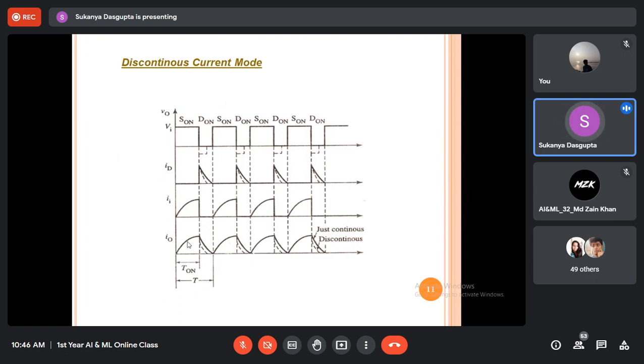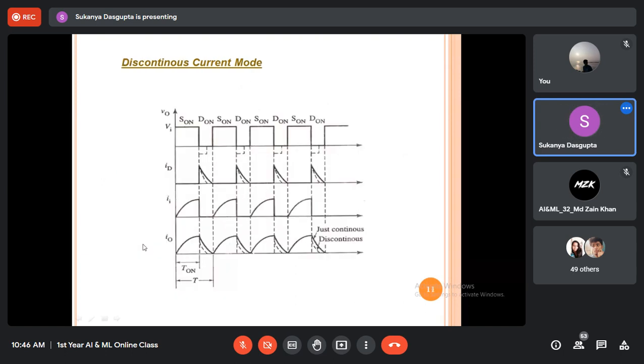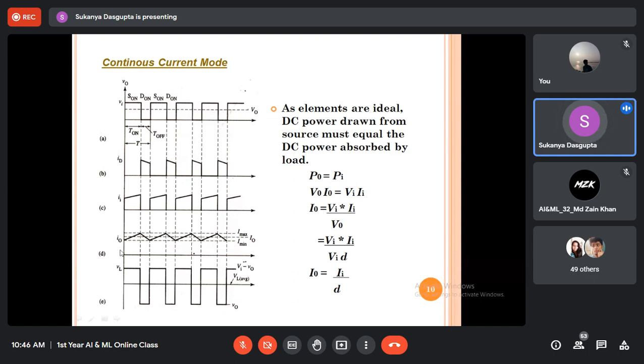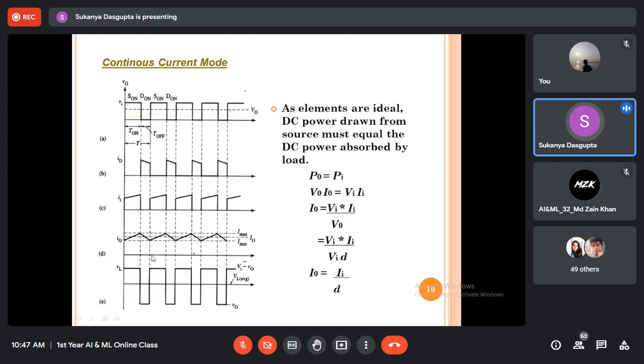Okay, just look at the output current signal. Here in this case, for continuous current mode, output current is continuously flowing, right? And in case of discontinuous current mode, look at the output current waveform. The current waveform touches the zero, the x-axis, at this instant. So here a discontinuity occurs. But in case of continuous current mode, current is not touching the zero axis. It is continuously flowing through the circuit.